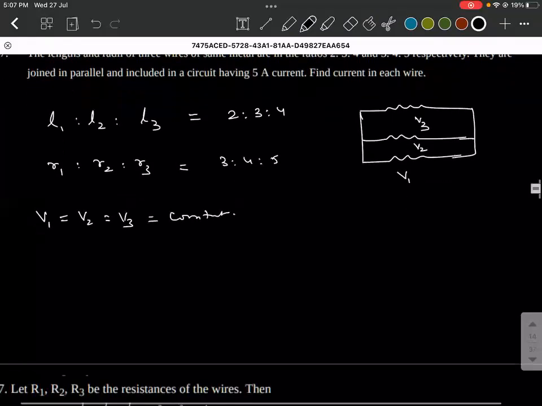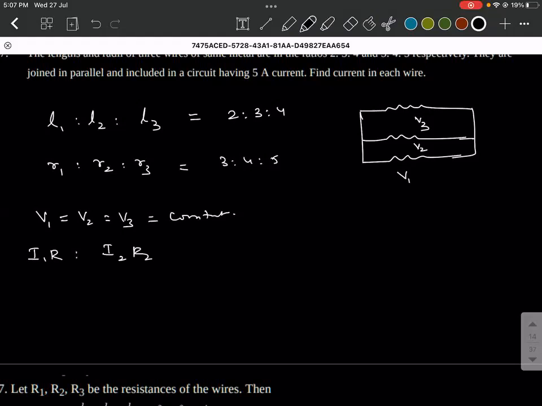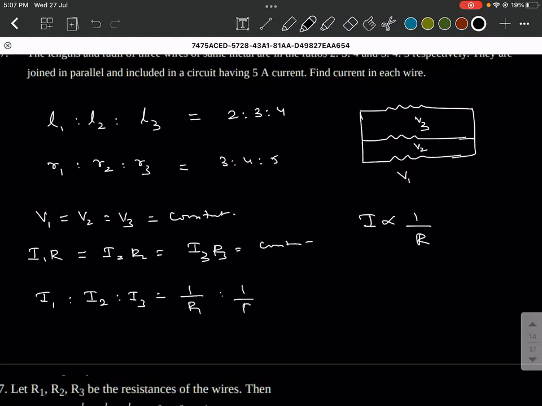But what does Ohm's law tell us? V is I into R. So can I say I1 into R1 is equal to I2 into R2 is equal to I3 into R3, which is also a constant? From this, I can say I is inversely proportional to R. So what is the job? To find I1, I2 and I3. So can I say I1 is to I2 is to I3 is equal to 1 by R1 is to 1 by R2 is to 1 by R3? Can I do this?